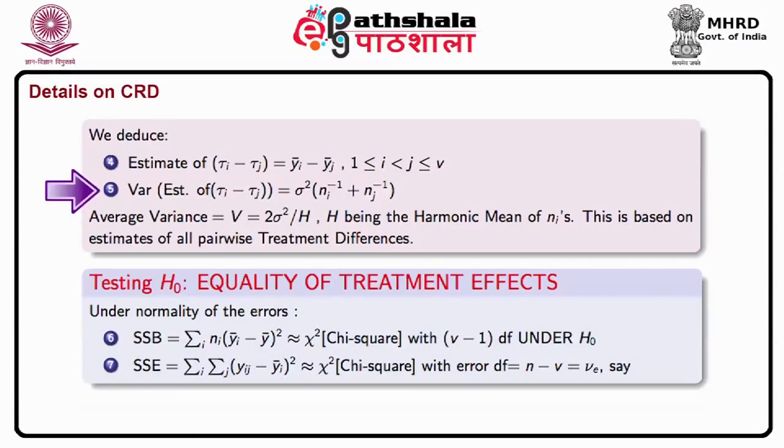And the average variance will be denoted by capital V, and that is equal to 2 sigma square by capital H, where capital H is the harmonic mean of the Ni's.